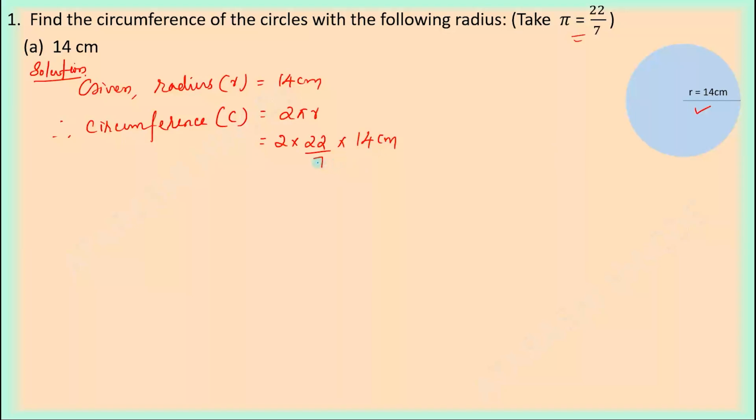Here we can cancel 7 and 14. 2 7s are 14. That is equal to 2 into 22 into 2 centimeter. That is equal to 2 into 22, that is 44 into 2 centimeter. That is equal to 88 centimeter. So the circumference of this circle is 88 centimeter. Now let us go to the B part.